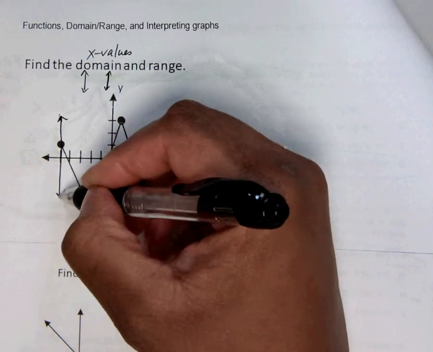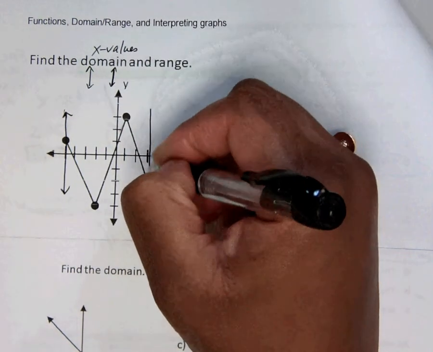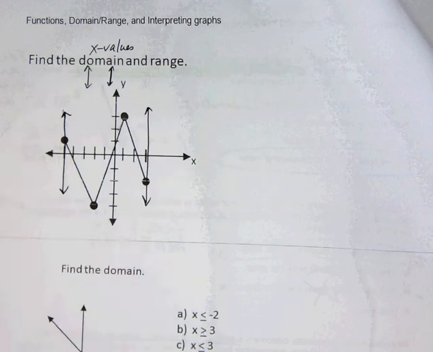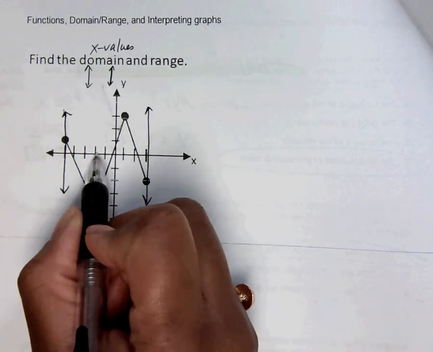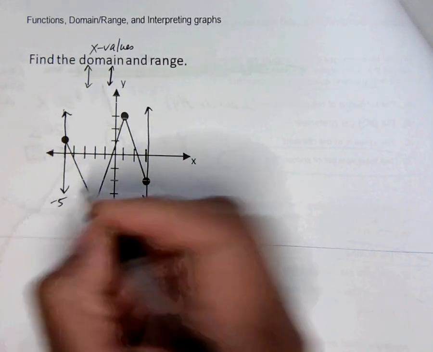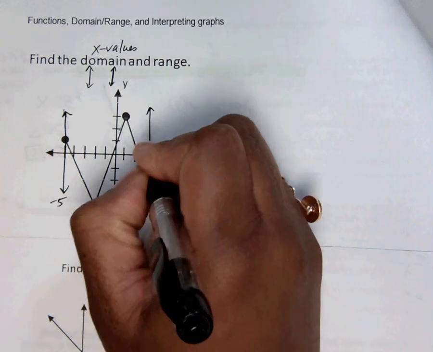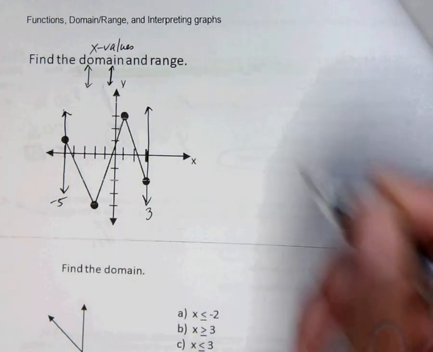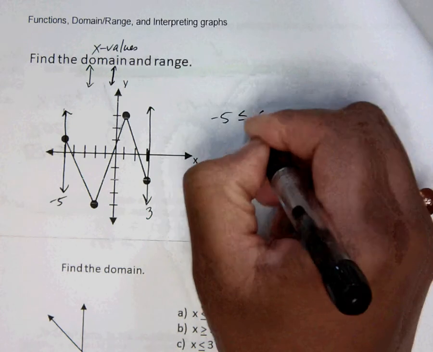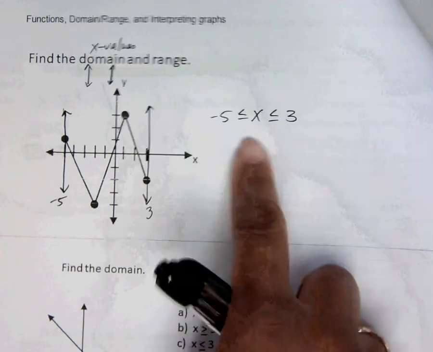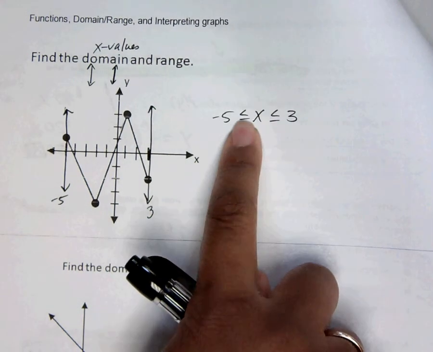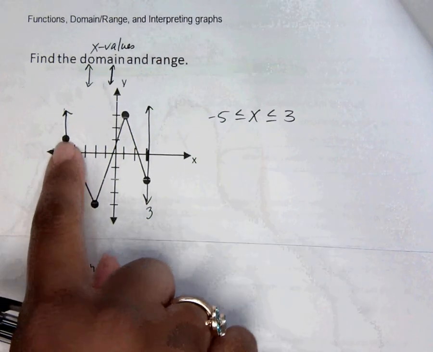So this is the first jail cell bar, this is the second jail cell bar, and I see that it starts at 1, 2, 3, 4, 5, -5, and it ends at 3. So the domain would be -5 is less than x, which is less than or equal to 3. I have to put a line under it, so less than or equal to, because this is closed.